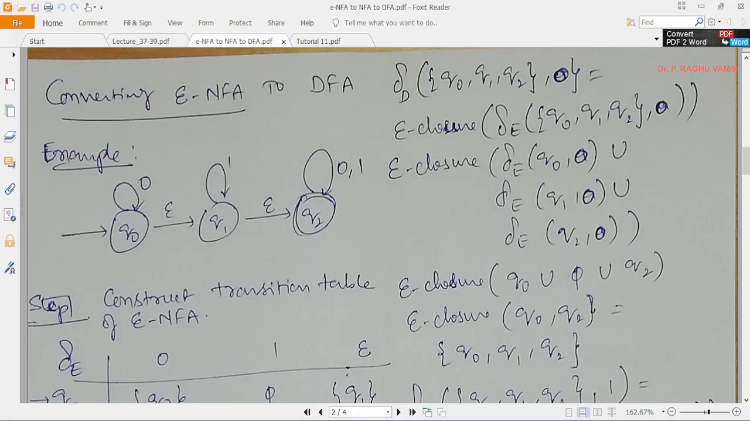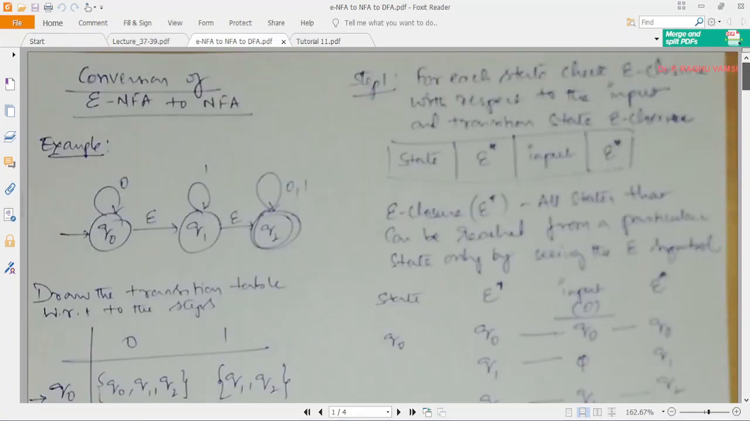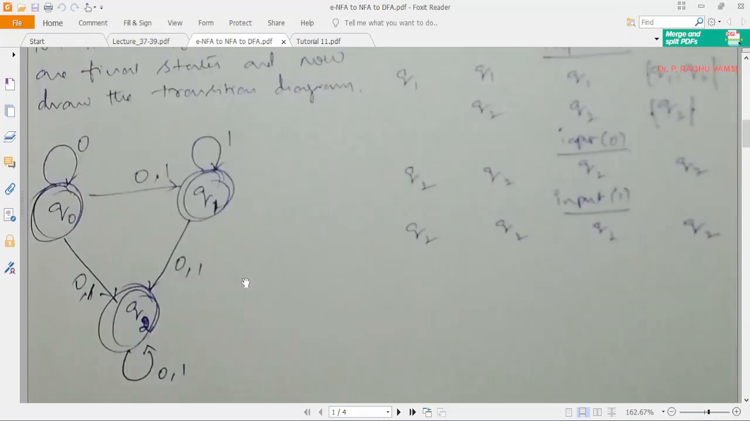In this video, we are going to see the conversion of epsilon-NFA to DFA. Previously, we have seen epsilon-NFA to NFA conversion, and in the previous lectures, we have seen NFA to DFA conversion. Now, this is another method where epsilon-NFA can be converted directly into DFA. So, I am going to take the same example that we discussed in the epsilon-NFA to NFA conversion.